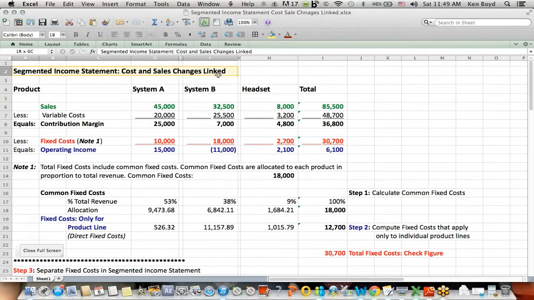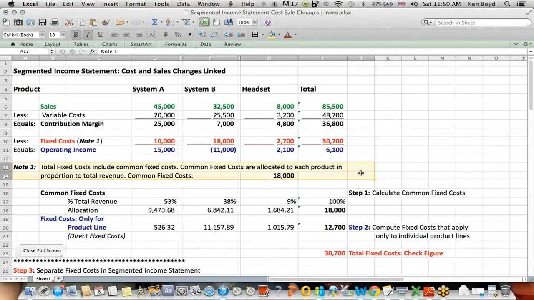So what I'm covering today is a segmented income statement. Very common question I get a lot, where there are some assumptions made and then costs and sales change because a division is closed. So we have 3 divisions: system A, B, and headset. Sales less variable costs equals contribution margin. We have fixed costs, and then we have operating income after subtracting fixed costs.